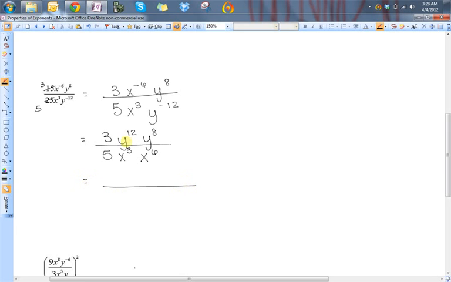Now all I need to do is say, okay, well these 2 factors have the same base, so I just need to combine them by adding their exponents, so it's y to the 20th. These 2 have the same base, so I just add their exponents, so it's going to be x to the 9th.